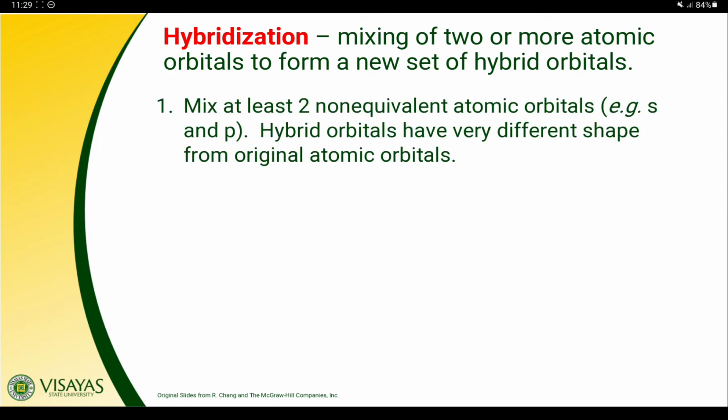So what is the process of hybridization? Here there is mixing of at least two non-equivalent atomic orbitals, for example, s is mixed with p. Hybrid orbitals have very different shapes from the original atomic orbitals. We know that s is spherical and p is dumbbell. So when an s orbital is mixed with a p orbital, the hybrid orbital formed is not spherical and not dumbbell. It has a different shape than the original atomic orbitals.